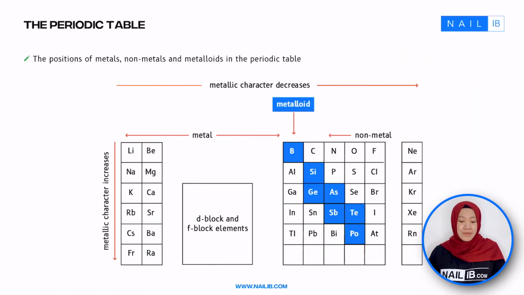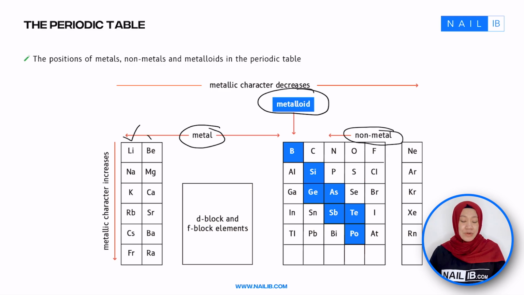The periodic table also contains 3 different characteristics: metal, metalloid, and non-metal. Metals are on the left side, group 1 and group 2, and also the transition elements. Metalloids are in the zigzag location between metals and non-metals on the right side.